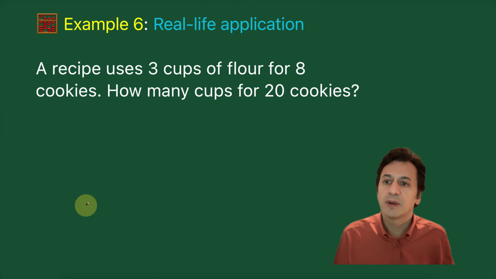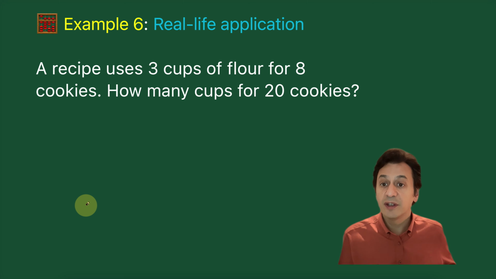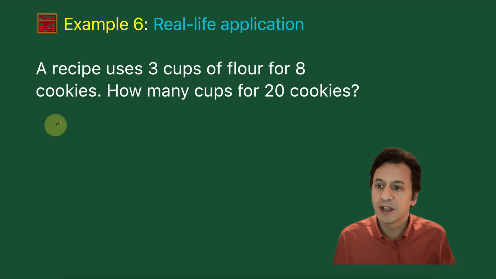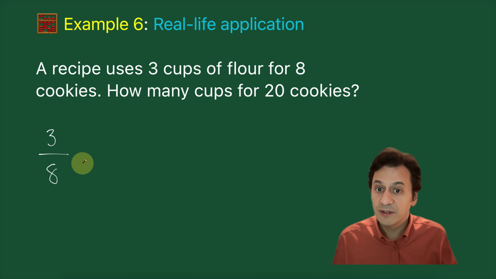Let's check out the next one. A recipe uses 3 cups of flour for 8 cookies. How many cups for 20 cookies? Let's do this one with cross multiplication. Now, 3 cups of flour for 8 cookies.